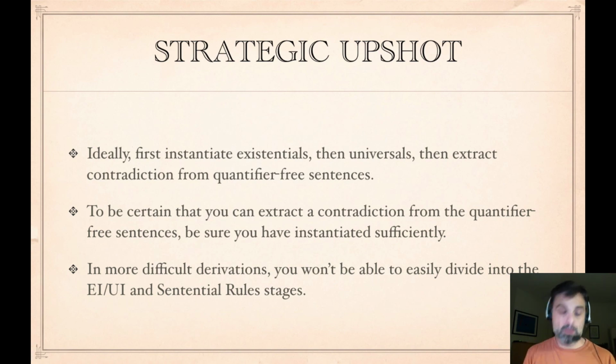So try to keep the stages separate, though you won't always be able to do that in more difficult derivations. And make sure you're doing enough EI. That's easier to do: you just instantiate each of the existential quantifiers. But then really look out: have I done enough universal instantiation? Have I instantiated each of my universal quantifiers to each of the different variables? In some cases you don't need to, but if you're not getting a contradiction, you probably haven't done enough UI. So that's the strategic upshot.